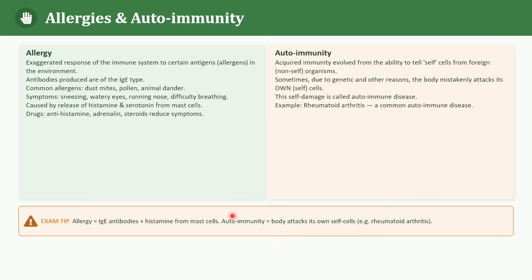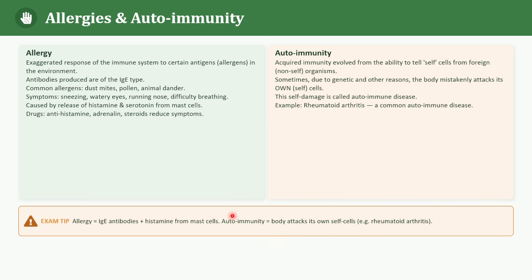Some common allergens are dust mites, pollen, and animal dander. The symptoms are sneezing, watery eyes, a running nose, and also difficulty in breathing. Which antibody is associated with allergy then? IgE. Allergic reactions involve the release of chemicals such as histamine and serotonin from mast cells. So always remember, in allergy IgE is involved and it also releases histamine.